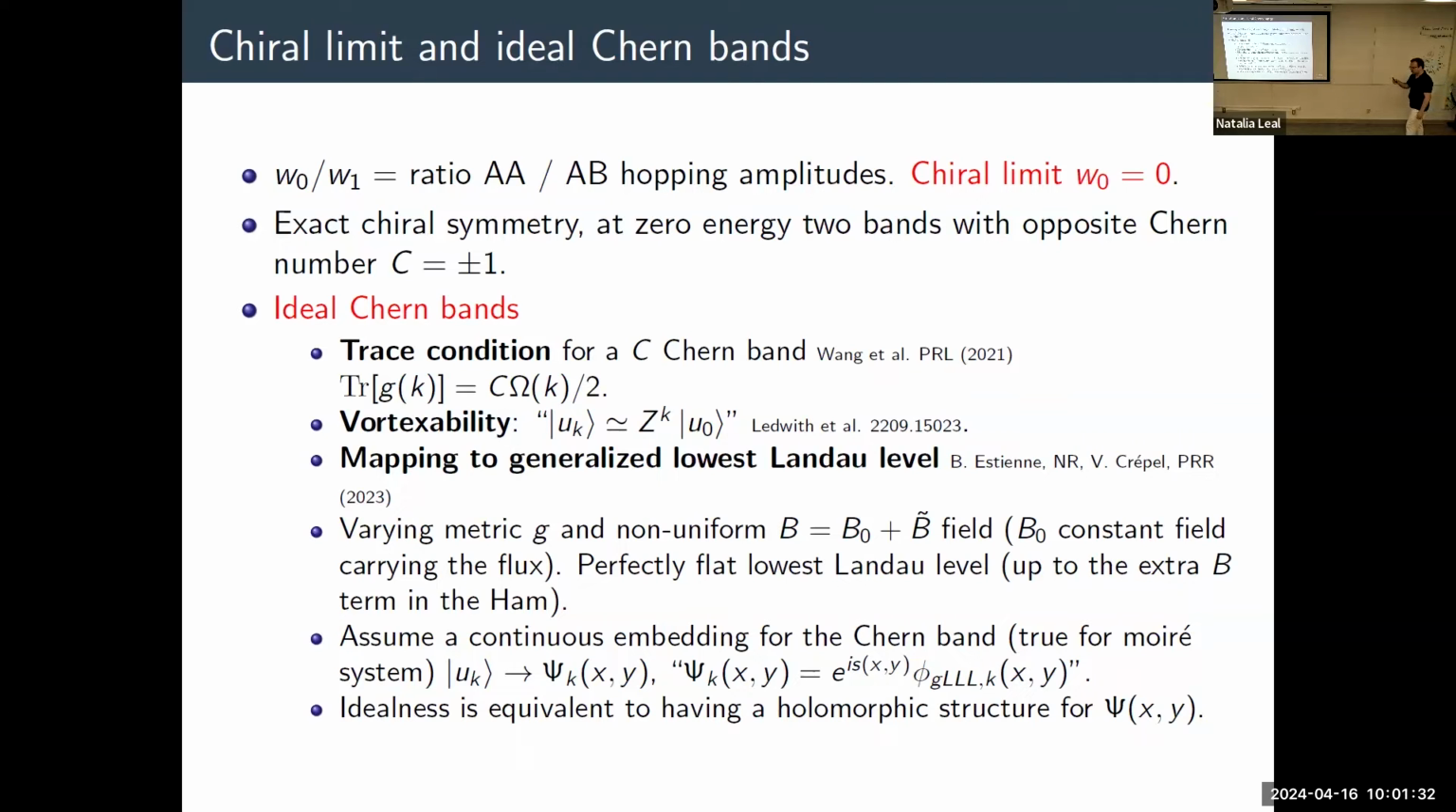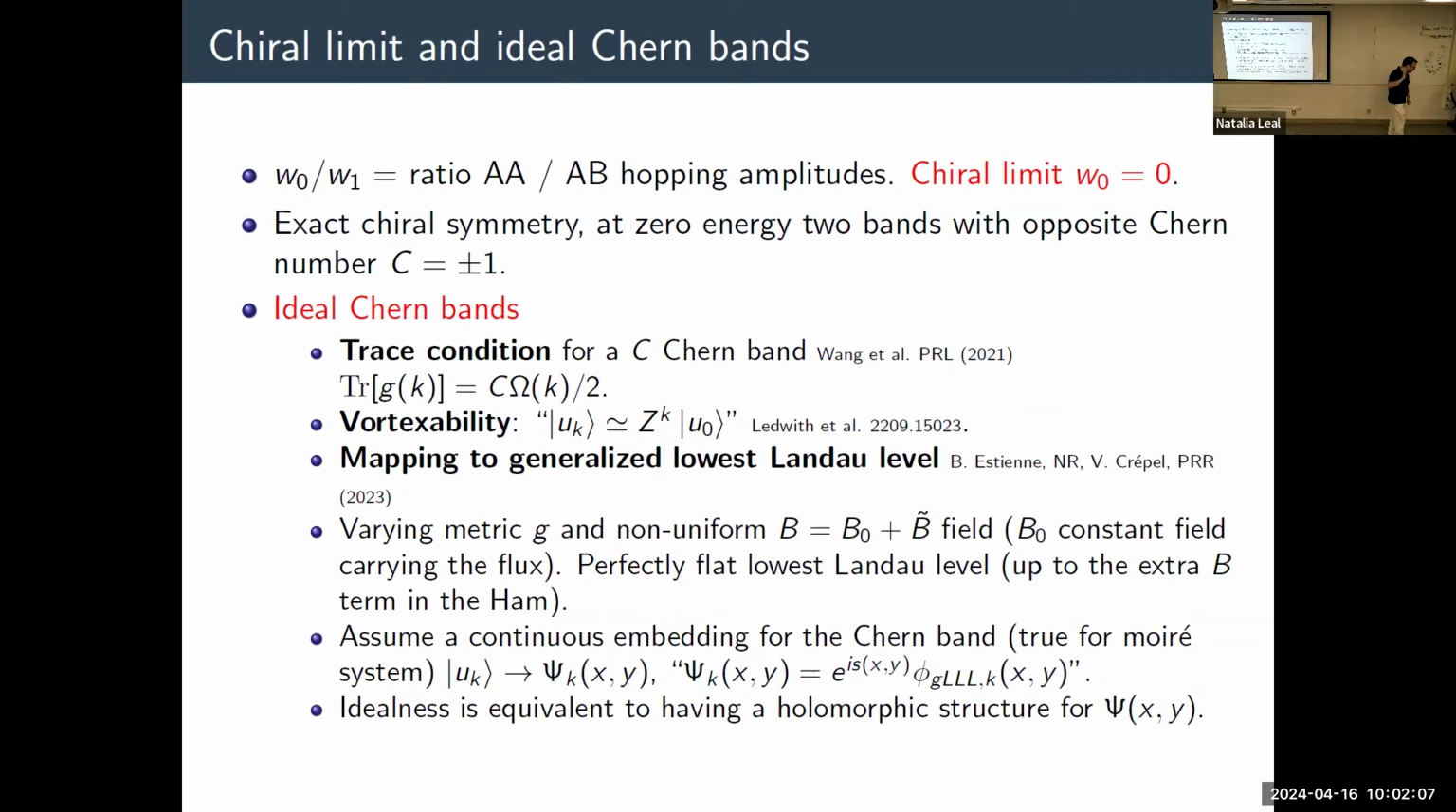So ideal Chern band is a concept to really try to put the mapping between fractional Chern insulators and fractional quantum Hall effect on a more mathematical ground. And you have different conditions in the literature to qualify a Chern band as an ideal Chern band. One of them is a trace condition. So basically, the trace of the quantum metric should be equal to the Berry curvature up to a factor given by the Chern number. It's called the trace condition.